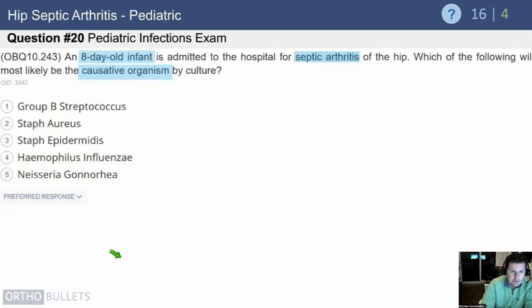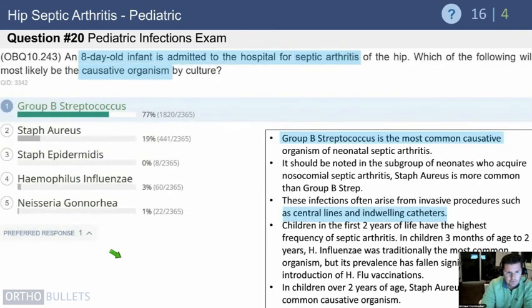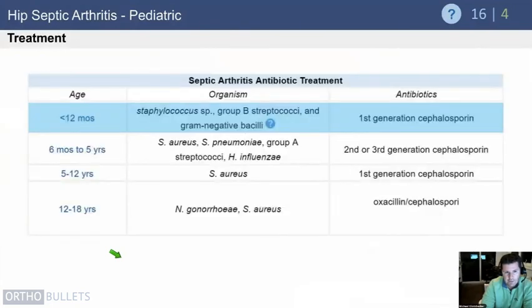So this is an 8-day-old infant who is admitted to the hospital for septic arthritis. What is the most likely causative organism? So this is an 8-day-old infant with septic arthritis, but they're out in the community. So the most common causative organism is group B strep. Again, this was listed on one of those earlier slides. If this was a neonate that was still in the hospital, you need to think about staph and then gram-negative bugs. So again, this is the table showing antibiotic coverage as well as most common organisms.